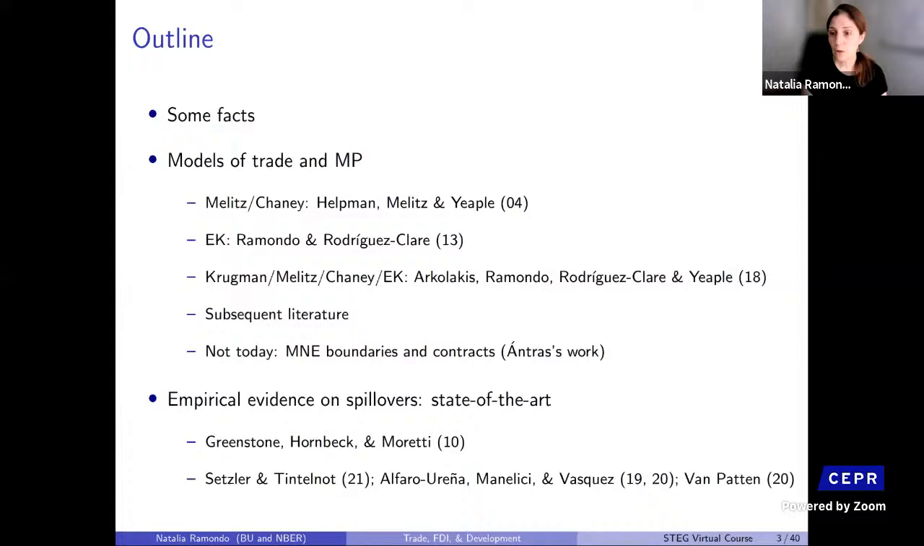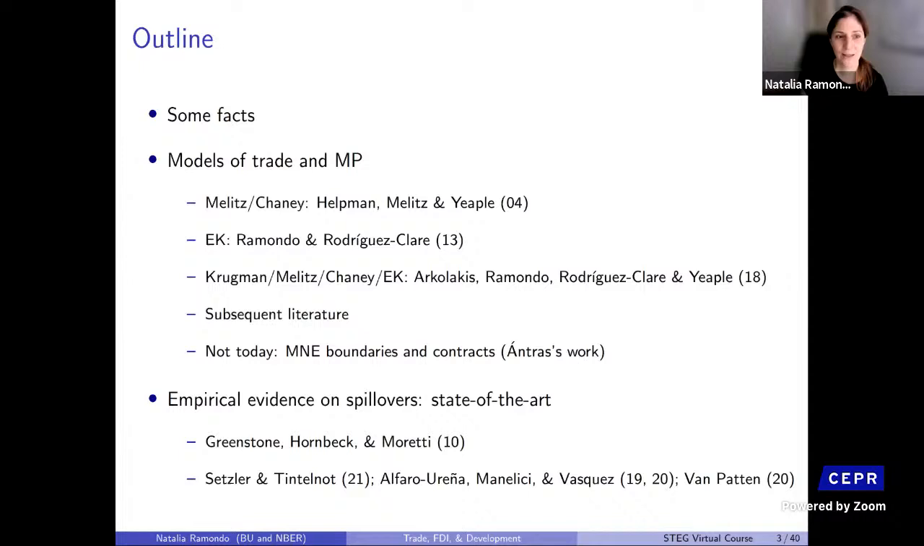Then I'm going to talk about spillovers from an empirical point of view. And I want to just stress the state of the art in this literature. What's the latest on people trying to measure these spillovers from foreign to domestic firms? I'm going to talk briefly about this paper of Greenstone, Hornbeck, and Moretti, and then very recent research on the US by Setzler and Felix Tintelnot, and about Costa Rica by Alfaro-Ureña, Manelici, and Vasquez. And a paper also by Diana Van Patten of a historical perspective, if I have time, okay? But it's in the slides.